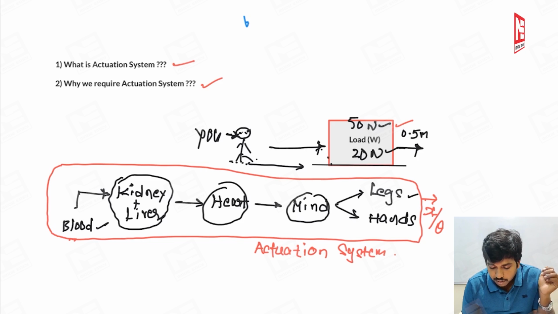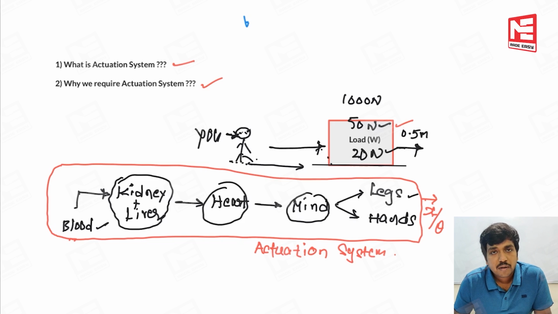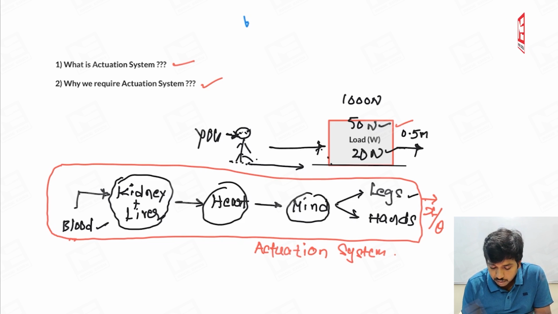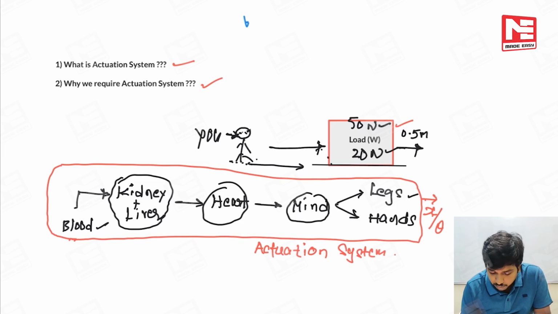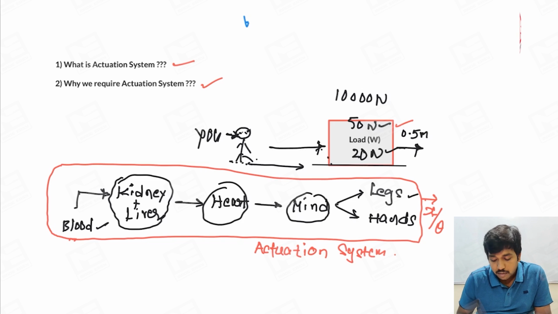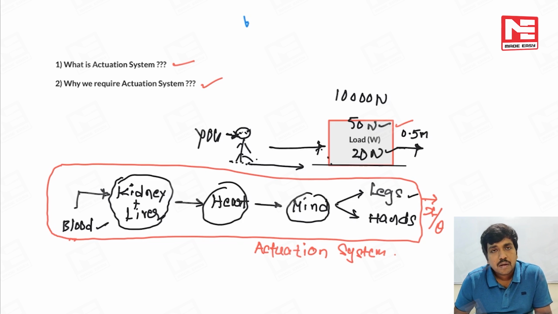Now suppose, in fact, if it reaches almost 1000 Newtons, then it's quite difficult, right? So maybe if I increase it to somewhat higher, suppose I say 10,000 Newton is the load here, and you need to displace this particular load linearly or it may be angularly. Do you think it is possible for human beings?